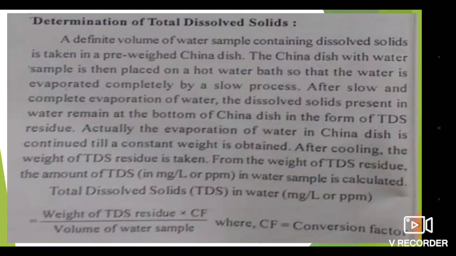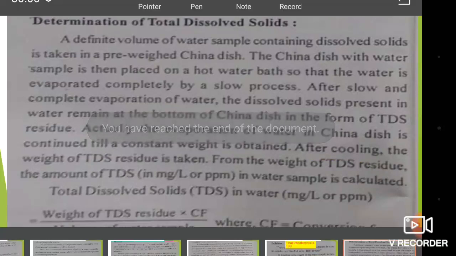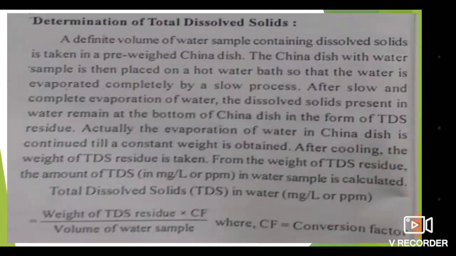Actually, the evaporation of water in the china dish is continued till a constant weight is obtained. After cooling, the weight of TDS residue is taken. From the weight of TDS residue, the amount of TDS in milligrams per liter or ppm in the water sample is calculated. The total dissolved solids TDS in water, in milligrams per liter or ppm, is equal to the weight of TDS residue into the conversion factor divided by the volume of water sample, where CF is the conversion factor. In this way we can calculate the total dissolved solids of water.